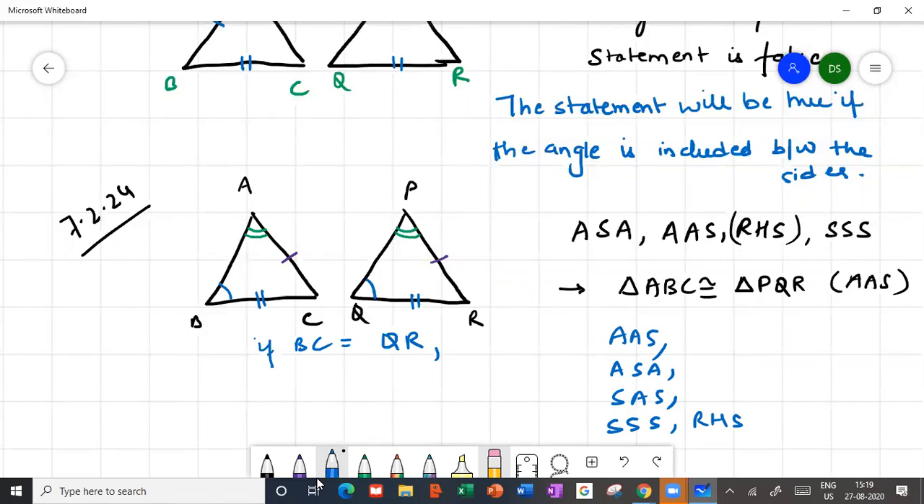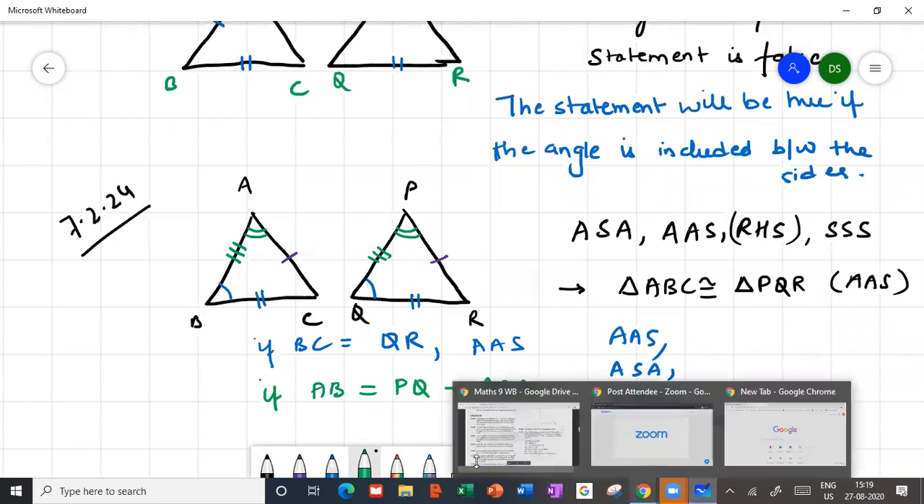Okay, so if BC is equal to QR, it will still be congruent by AAS. And what if I say this side? Then it will be congruent by? ASA. Yes, awesome. If AB is equal to PQ, then by ASA. Okay, so you got it, right? So always draw the figure, which makes it easier to comprehend the question.